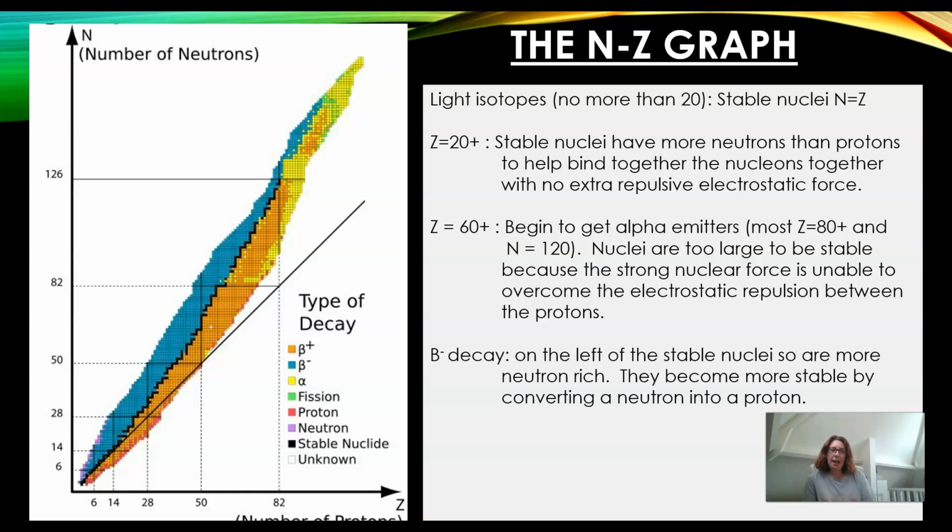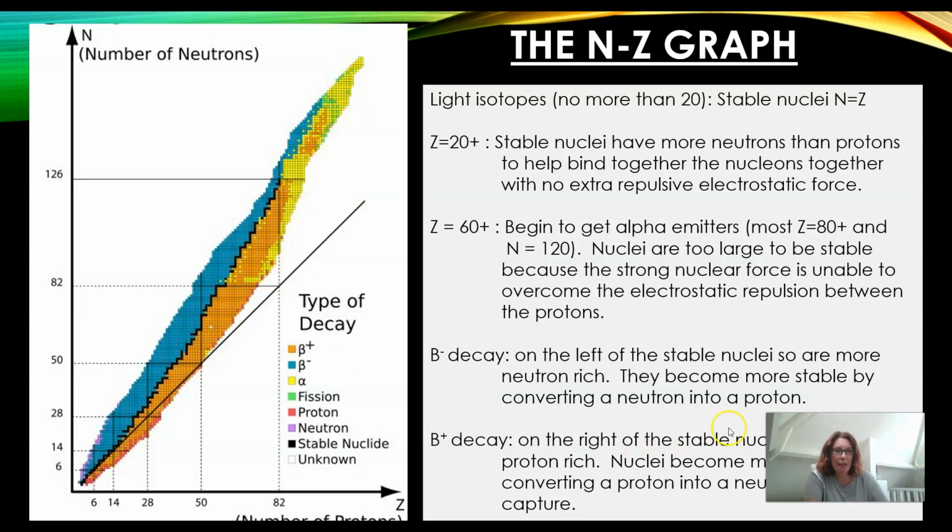Beta minus decay, they're on the left of the stable nuclei, so they're here. So they're neutron rich. They become more stable by converting a neutron into a proton. So they lose a neutron and increase a proton. So this element here, lose a neutron, increase a proton, and so on. So they get to the stable black line.